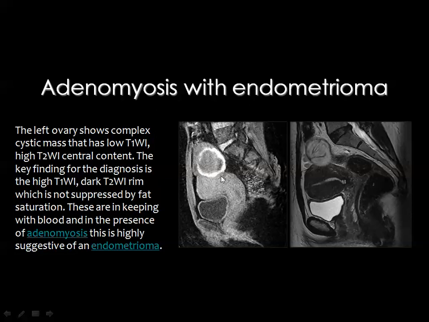This is a T1 weighted image. You see the hemorrhage, and you see in the T2 weighted image some decrease of the signal, and this is what we call the shading sign.